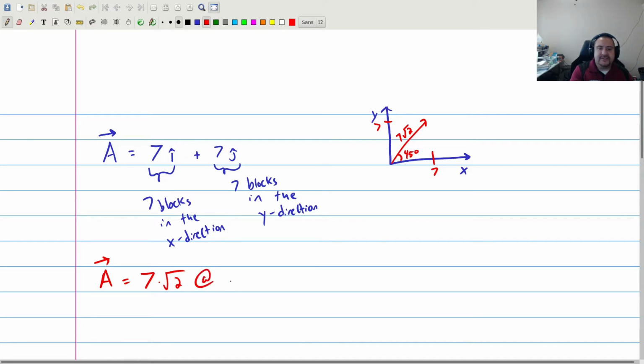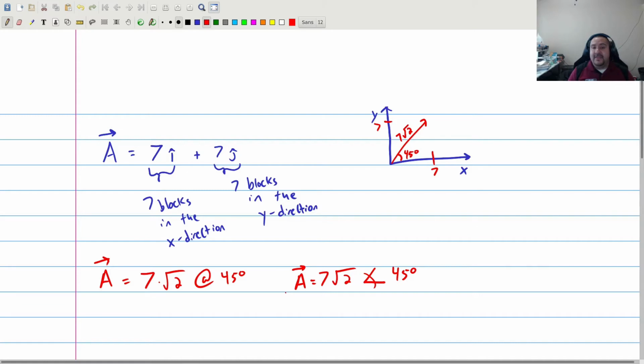So a lot of times they'll say at an angle of 45 degrees, or sometimes they'll say it this way, 7 times the square root of 2, and then they do this sort of thing, kind of like this, angle. That's not a very good angle symbol. Angle 45 degrees. So any of these ways are equivalent ways of expressing this vector.